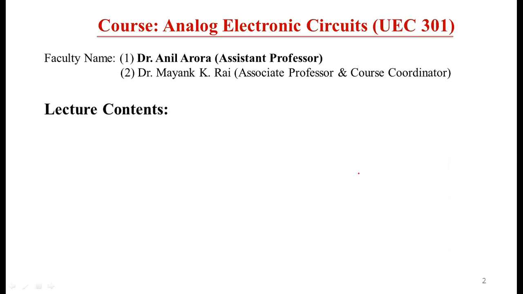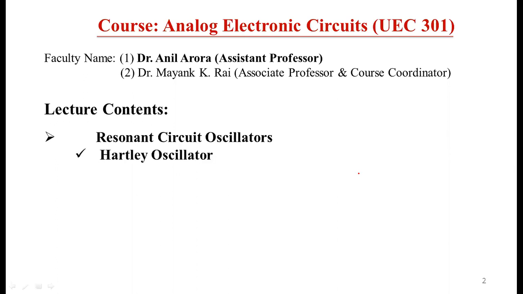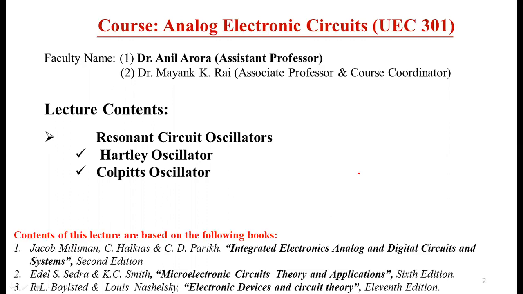The lecture contents for today's session are resonant circuit oscillators. There are two types of resonant circuit oscillators: one is the Hartley oscillator and the other is the Colpitts oscillator. For both of the oscillators, we will derive the expression for frequency and beta, that is the feedback network factor. And these are the references for today's session.